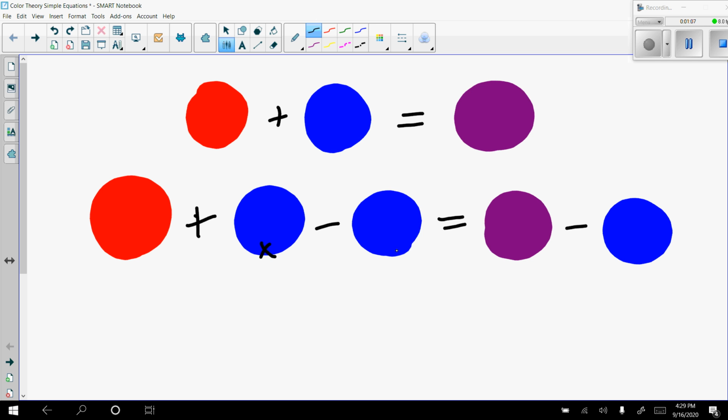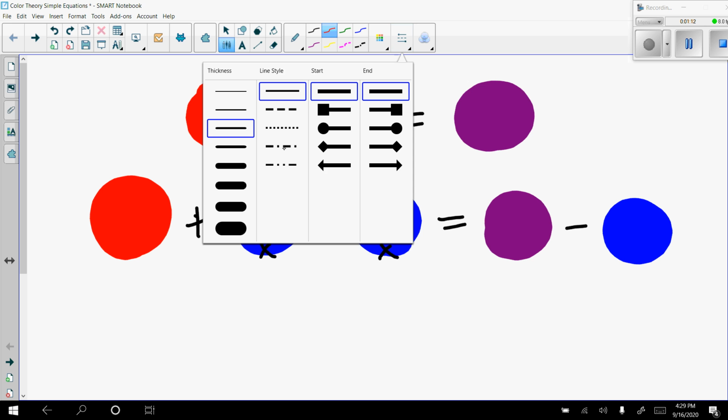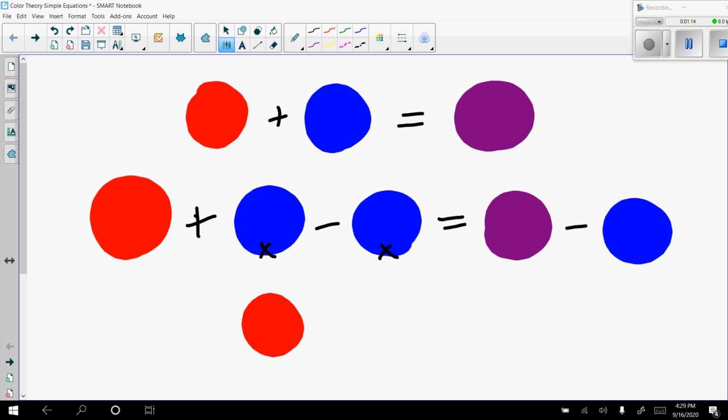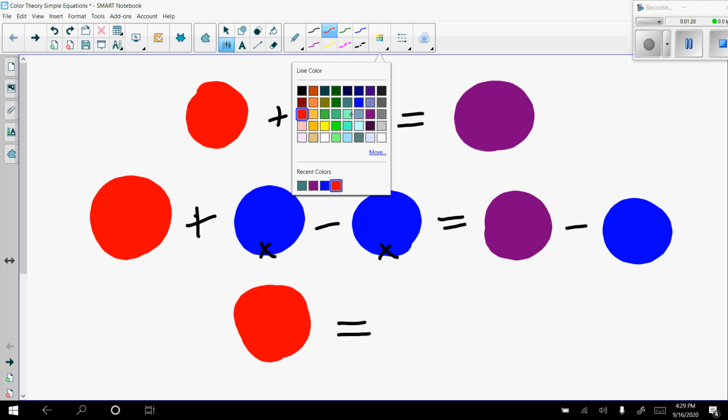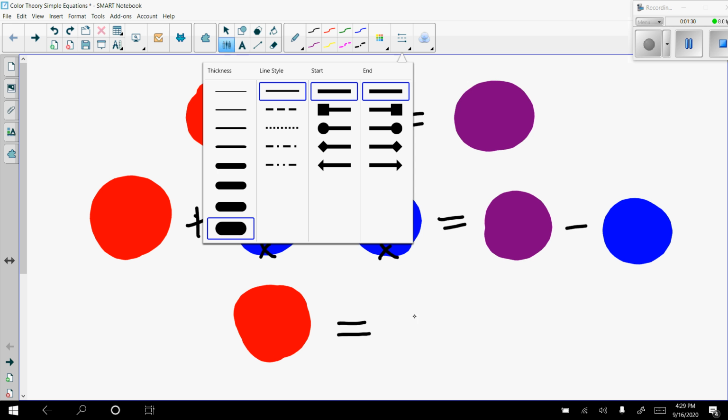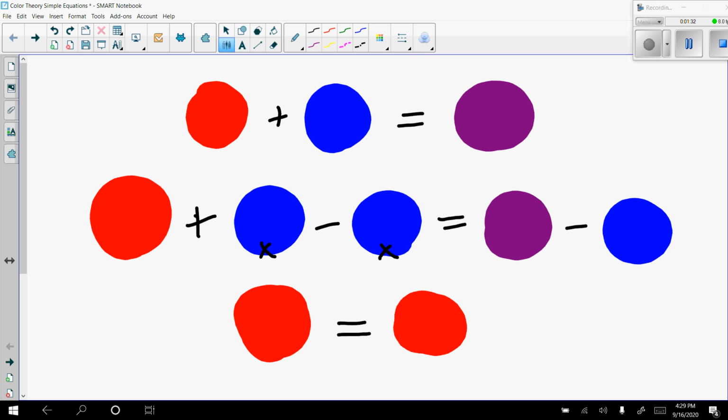Now these blues are going to cancel each other out so that I'm just left with red on this one side, which was my goal. And now on the other side, if I take away blue from purple, and blue is half of that mixture, I'm left with red, because we remember that blue and red combine to make purple, so I take away blue and I'm left with red again. And this makes sense because now at the end I have red is equal to red.